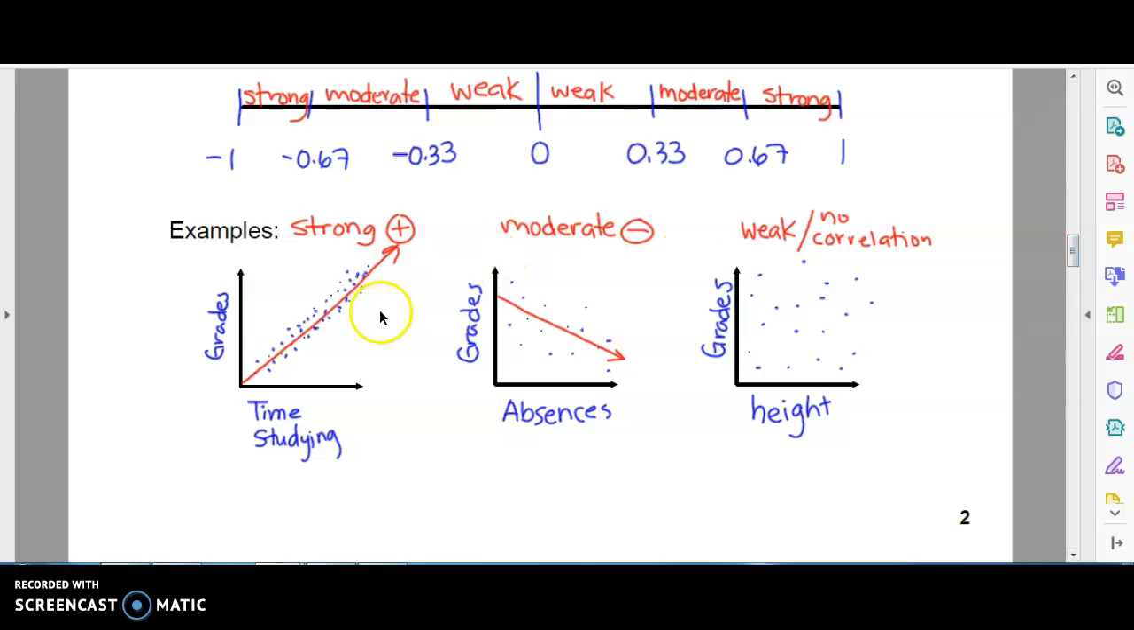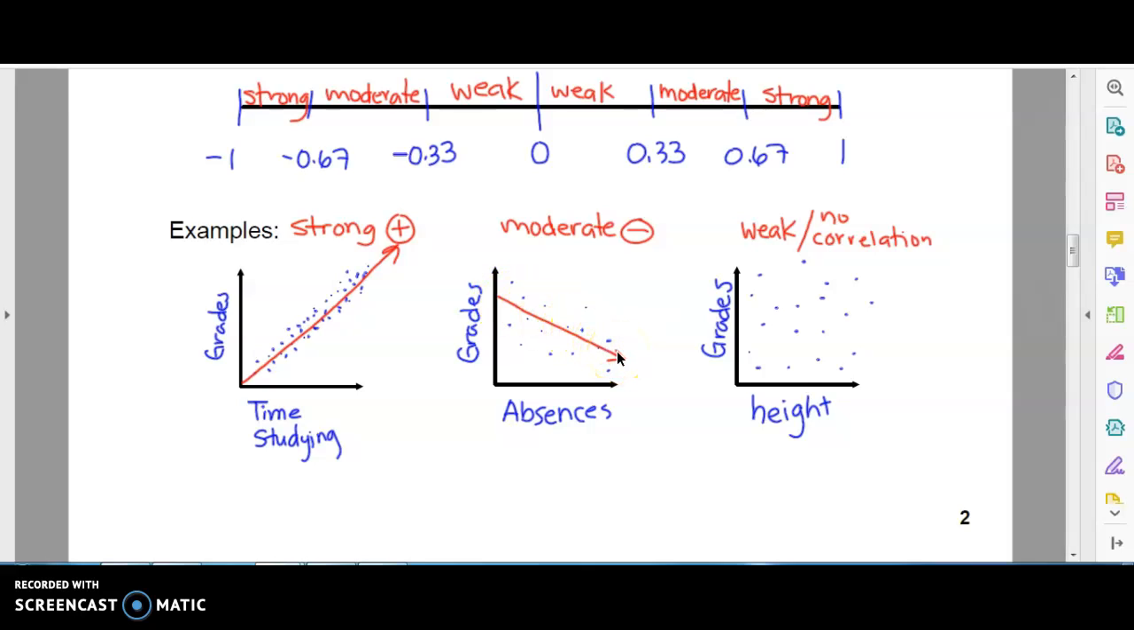In terms of examples, what would these look like graphically? So the stronger your relation, the more your data points cluster around the line of best fit. So here we can see our data points are all clustered around the line of best fit. So that's representing a strong relationship, and it's a strong positive because our graph is going up and to the right. This middle one here, we can see our data points are clustered around the line of best fit, but not nearly as strongly as these are. They're more spread out. So this would be considered a moderate relationship, and it is negative because our line of best fit is going down and to the right.